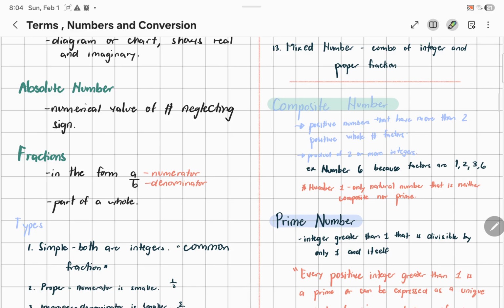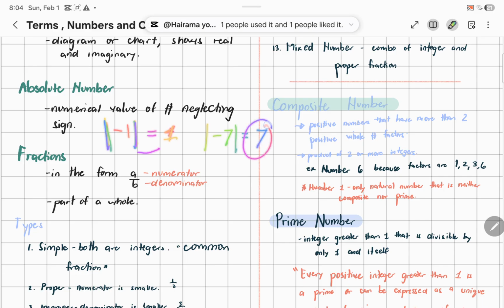Next, we have the absolute number. This is the numerical value of a number, neglecting the sign. This is a number, okay? I just used a hashtag for it. When we say absolute number, for example, we have negative 1 with an absolute symbol. This is the absolute number. This is the absolute symbol, okay? So that will be equivalent to just 1. So if we have negative 7 in an absolute symbol, we'll just use 7.